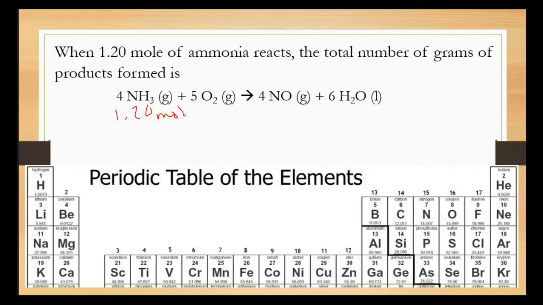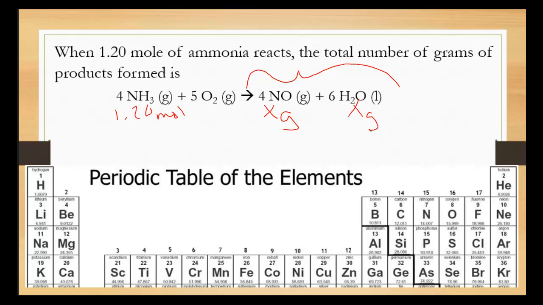So let's look at this. We have 2 products here, so we're going to have 2 different questions with 2 different answers. So we want to know this one, and we want to know this one. Keep that in mind. So that means we're going to have two conversions here, and then we're going to add them together at the very, very end. You cannot do this all in one line.